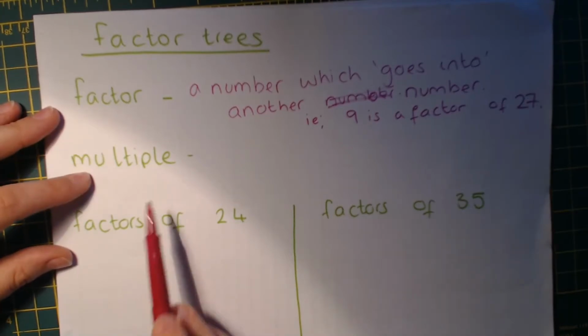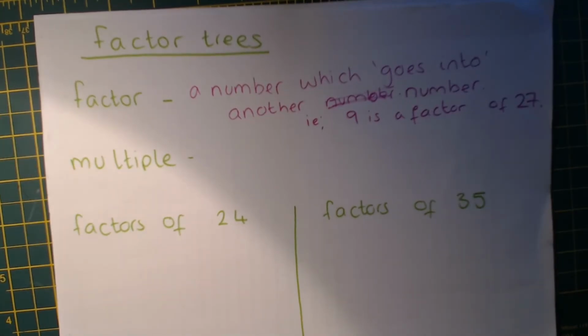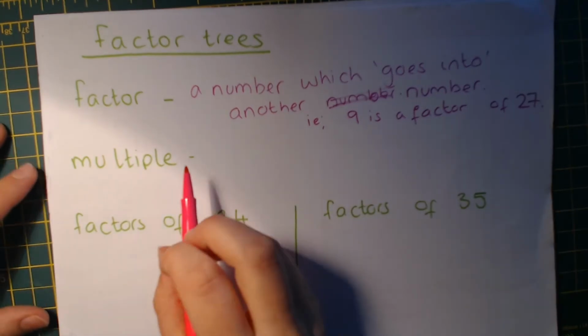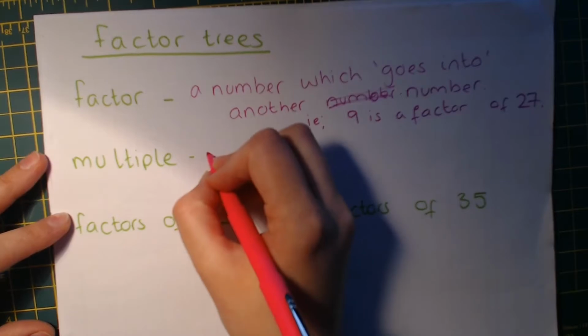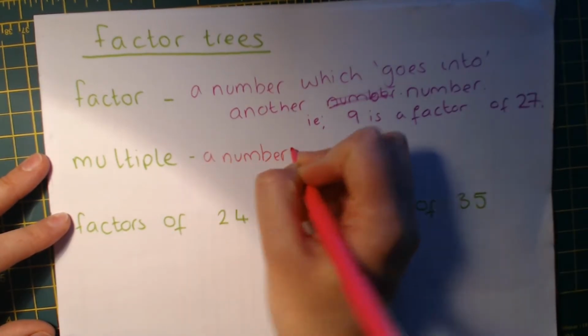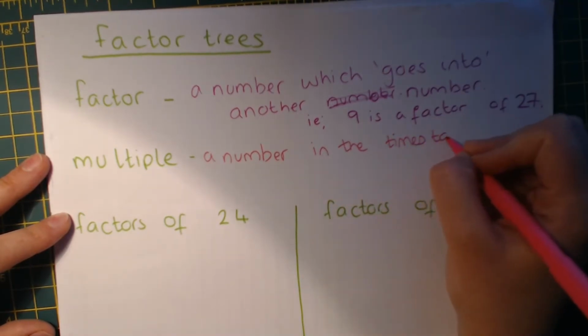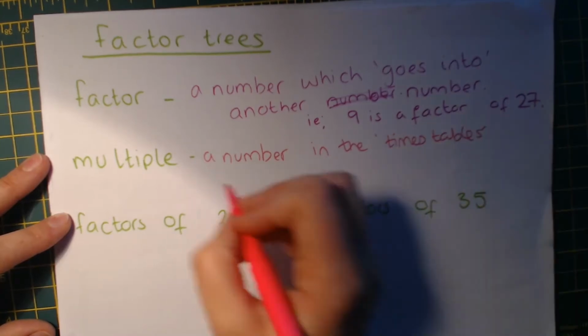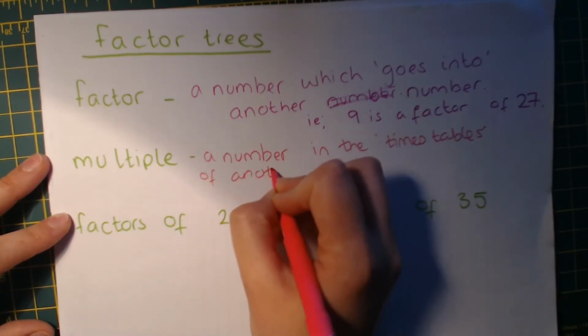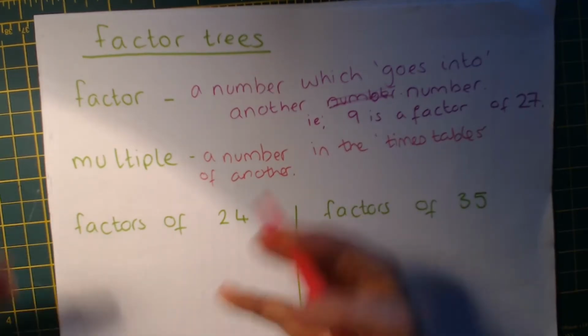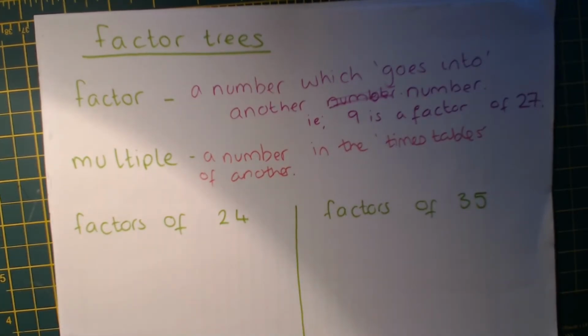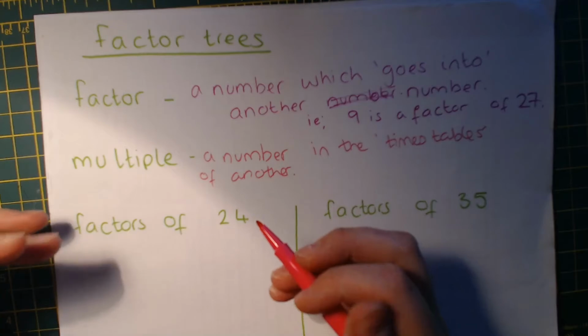And I'm also going to briefly look at what a multiple is, okay? Because this is going to be helpful for something we're going to do in a little while, but it is connected to this. They do always seem to come hand in hand. So a multiple is a number in the times tables of another. We always see these together and people tend to think of factors and multiples as being opposites. They're not exactly opposites, but they're related.